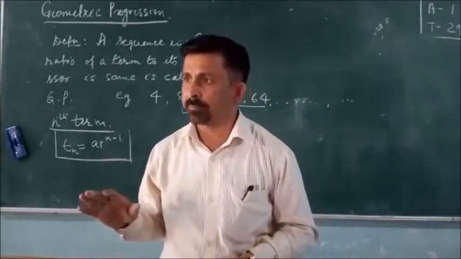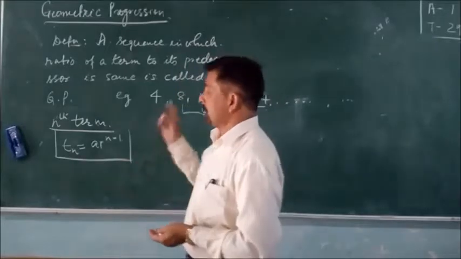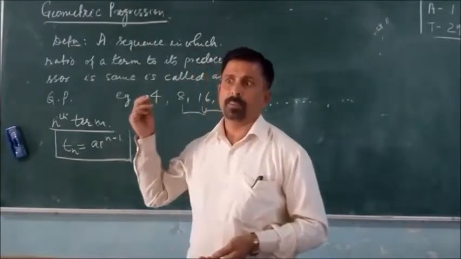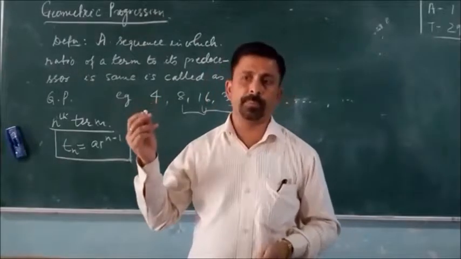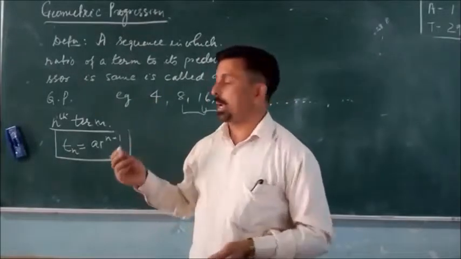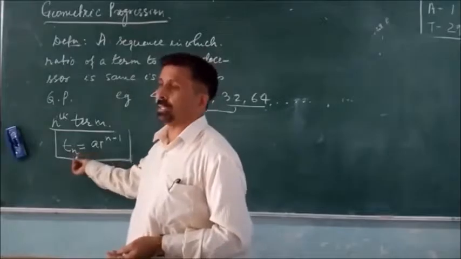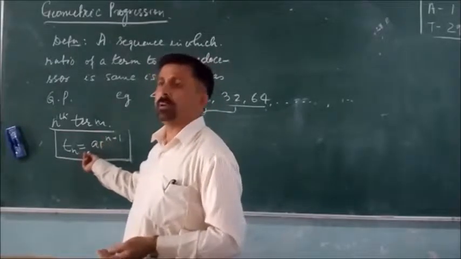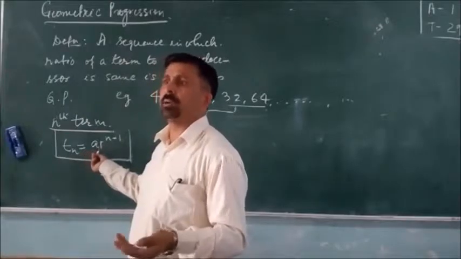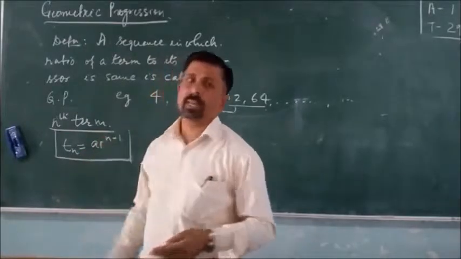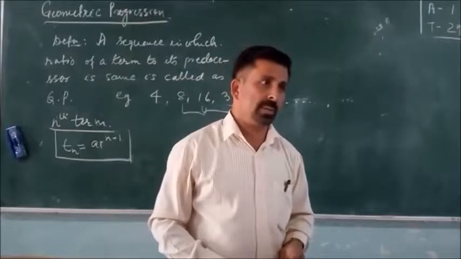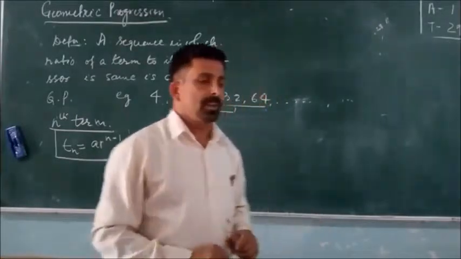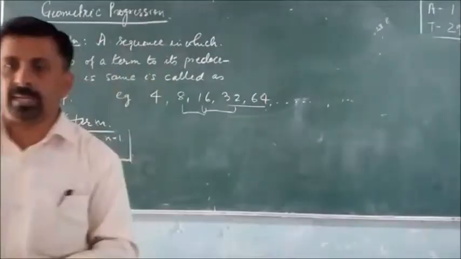Is it very clear? Yes, sir. Same as arithmetic progression, here we will also begin with the nth term. The formula for the nth term is Tn equals a r to the power n minus 1, where a is the first term, r is the common ratio, and n is the number of the term that we are going to calculate. Is it very clear? Yes, sir. With this, we can begin the exercise.